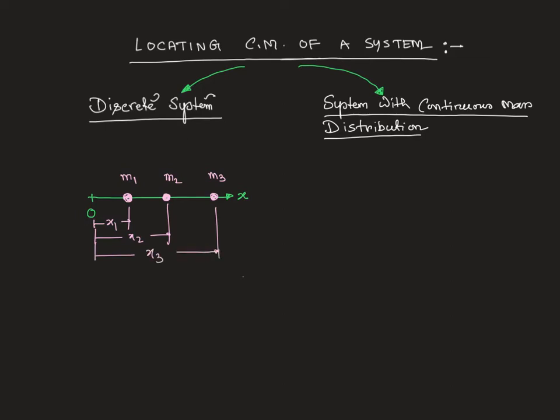So we have to locate the center of mass of the system. By the formula, x_cm equals m1 times x1 plus m2 times x2 plus m3 times x3, divided by the total mass m1 plus m2 plus m3. So it will be somewhere around there, right?